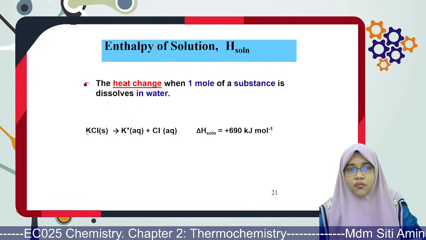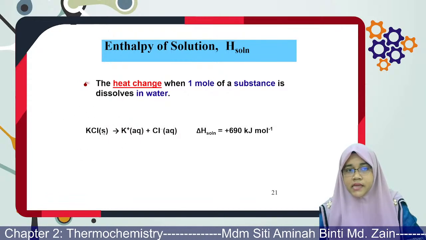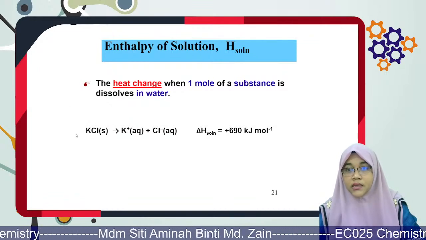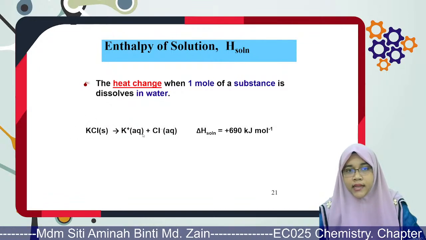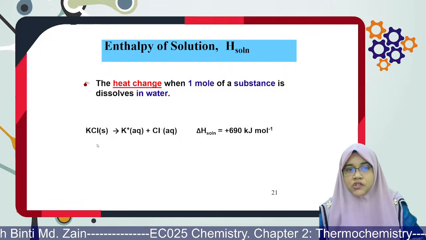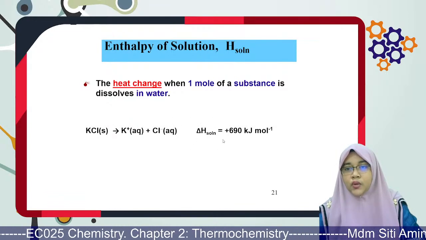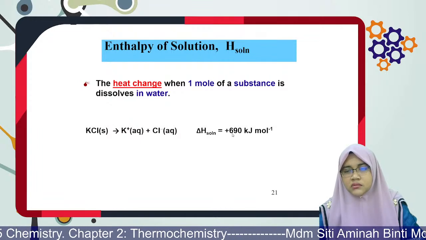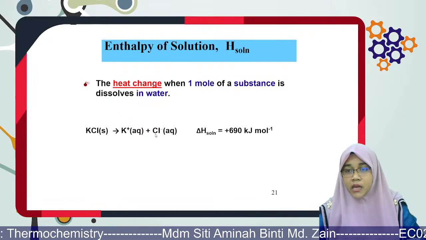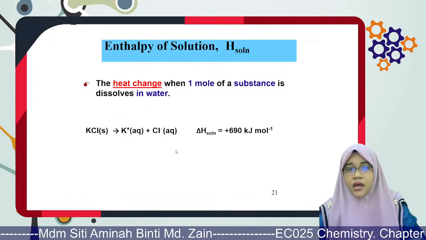For example, we have 1 mole of KCl solid, garam, salt of KCl, 1 mole. After it dissolves in water, it will split into ions in aqueous solution. So each mole of KCl solid dissolved in water, we call it enthalpy of solution, and it will absorb heat of about 619 kilojoule in order to form K plus aqueous and Cl minus aqueous. So this is an example of enthalpy of solution.